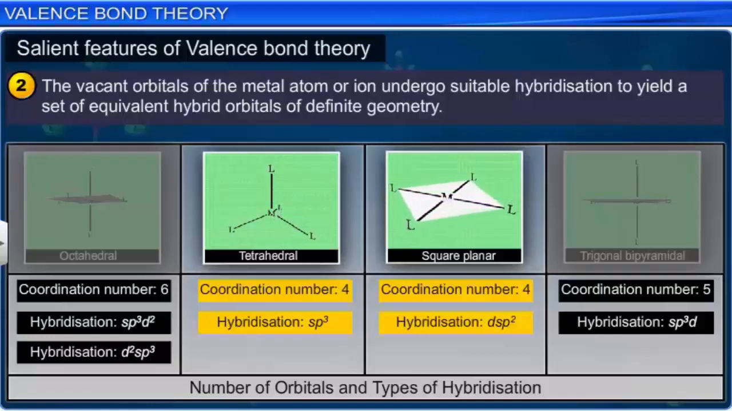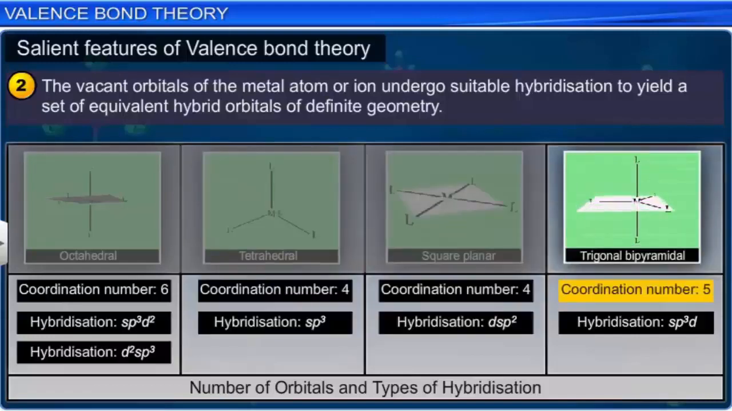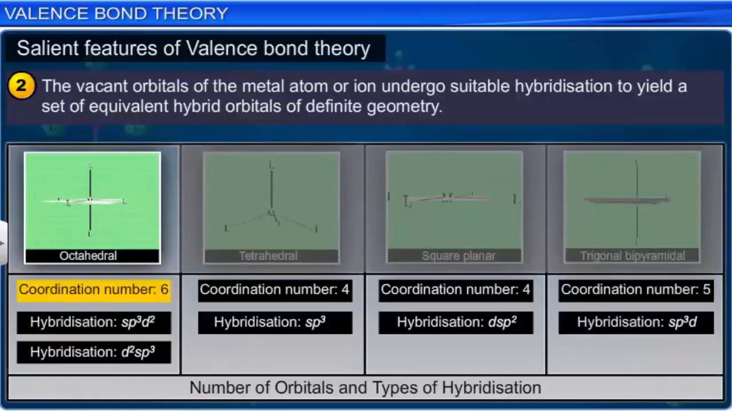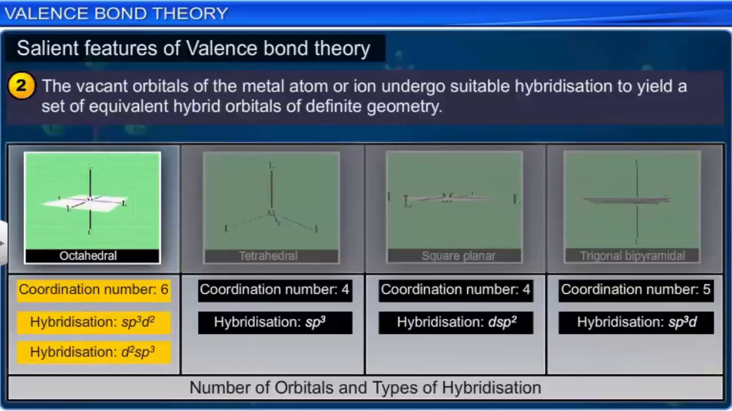When the coordination number is 5, the metal ion undergoes sp3d hybridization and the complex has trigonal bipyramidal geometry. When the coordination number is 6, the metal ion may undergo either sp3d2 or d2sp3 hybridization. In either case, the complex has octahedral geometry.